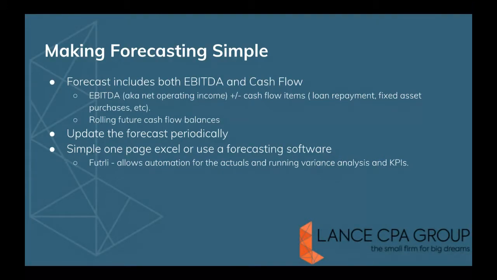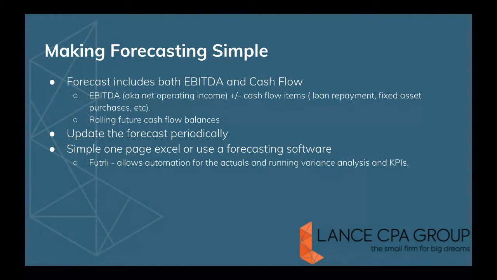And again, a simple one-page Excel, or if we're adventurous enough, we can use forecasting software. The one we use in our firm is called Futurely. It allows automation for the actuals and running variance analysis and KPIs and things like that. So we can do some more complex things if we so desire. But where I really like using that forecasting software, it allows us to easily see the forecast versus actual. Whereas in the spreadsheet, I may have to input my actuals manually and do my variance analysis that way. Futurely allows a little bit more automation.